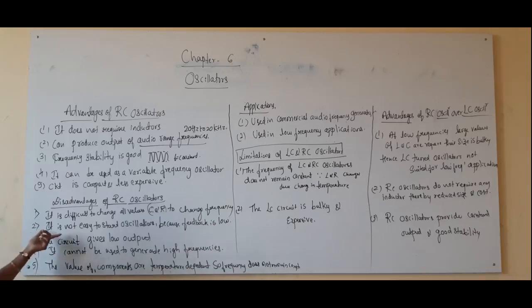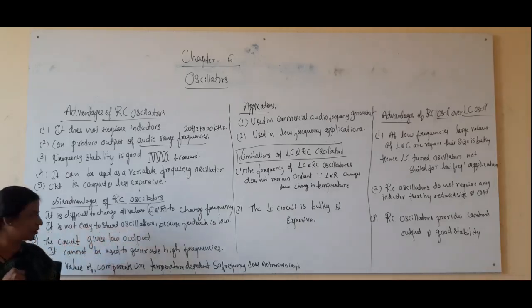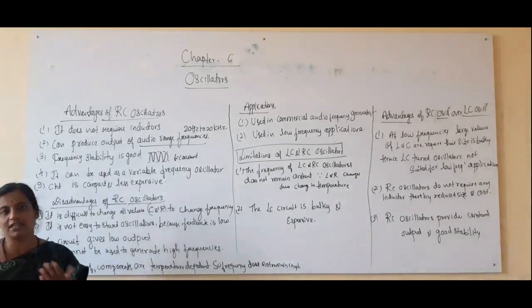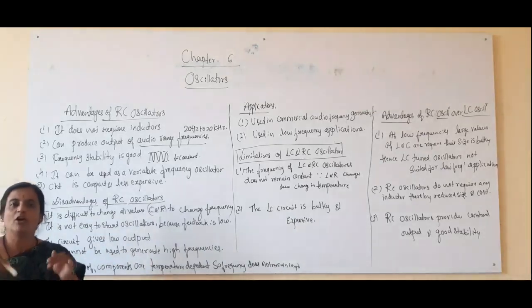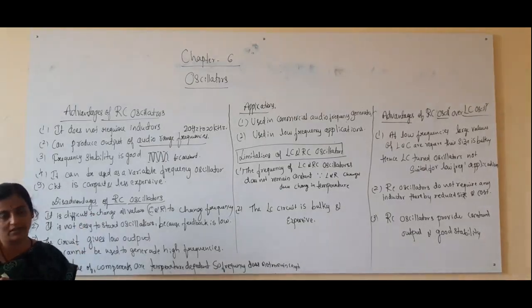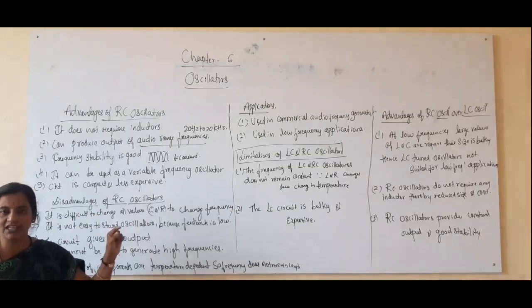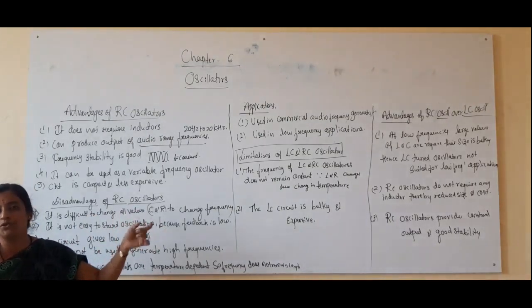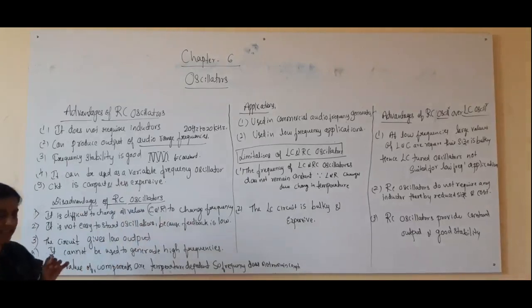Next, it is not easy to start the oscillation because the feedback is low. Oscillations do not start immediately, meaning whenever the circuit is turned on, it will not generate any signals immediately. Why? Because the feedback is low. The feedback voltage is very small. Because of that, oscillations will not be produced immediately in an RC oscillator circuit.